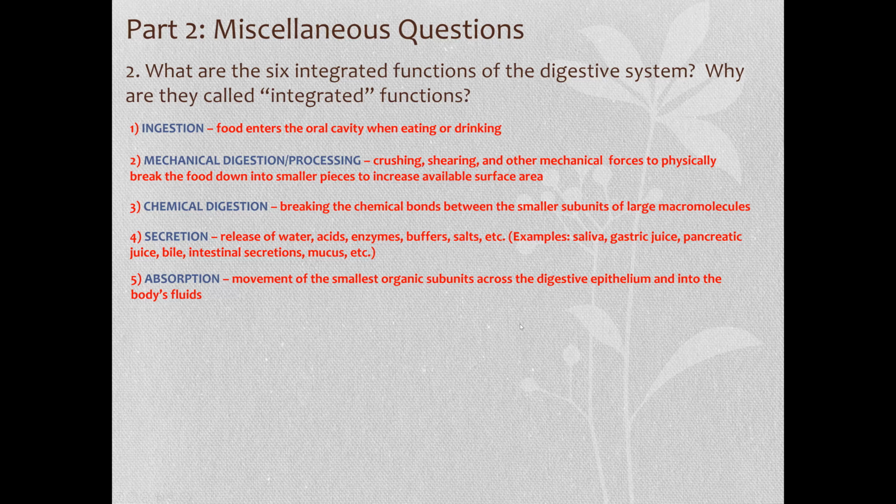Absorption is the movement of the smallest organic subunits, like the monosaccharides, the fatty acid tails, the monoglycerides, and the amino acids, across the digestive epithelium and into the body's fluids. And then defecation or excretion is removal of the waste products from the body.